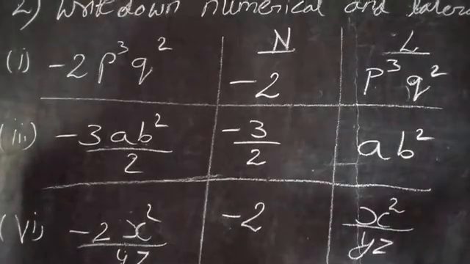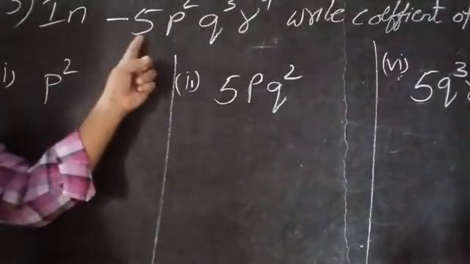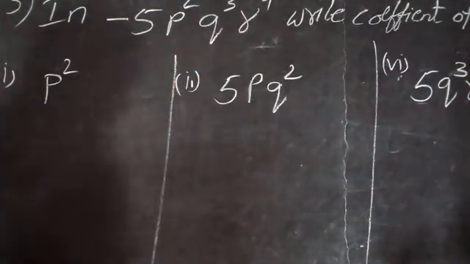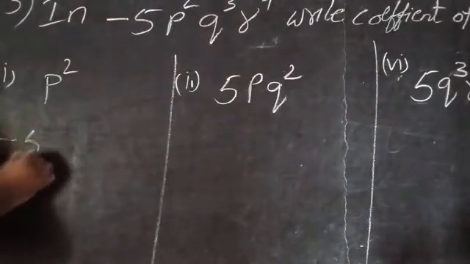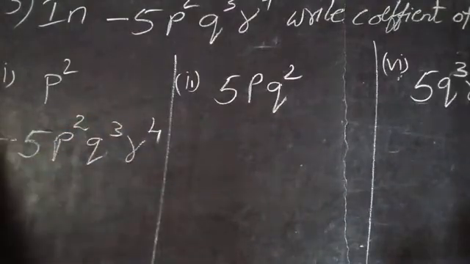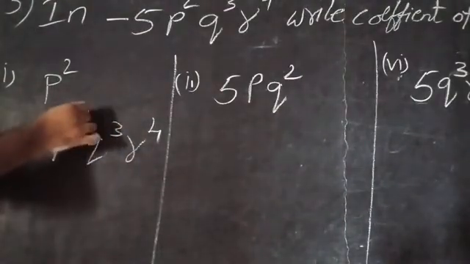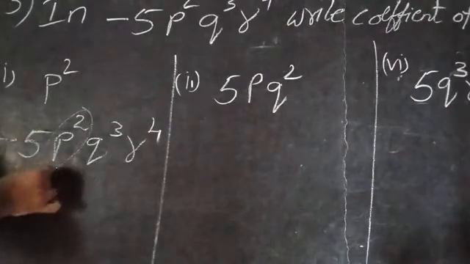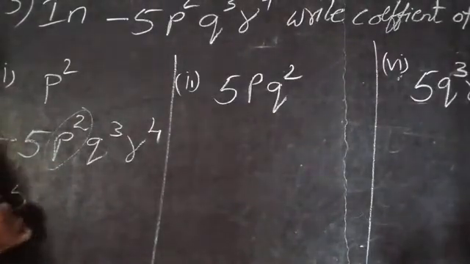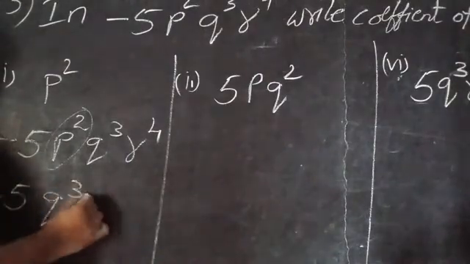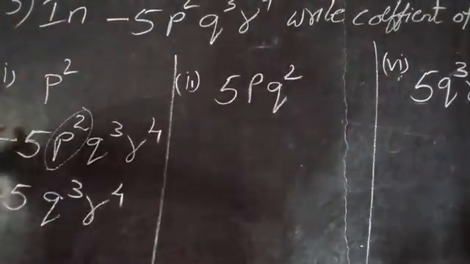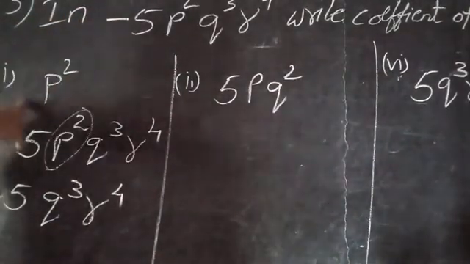Okay, in this question, in -5 p square q cube r power 4, write the coefficient of p square. Now I am writing that one: -5 p square q cube r power 4. From this we want the coefficient of p square. So close that p square. The remaining part is minus 5 q power 3 r power 4. This is called writing of coefficient.